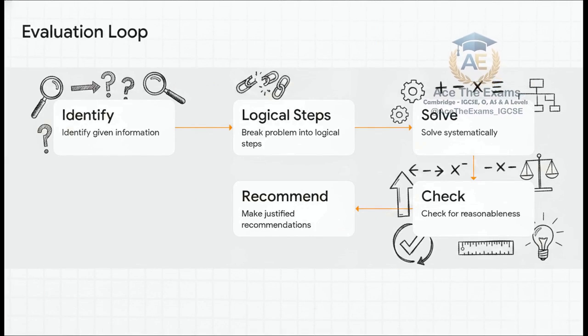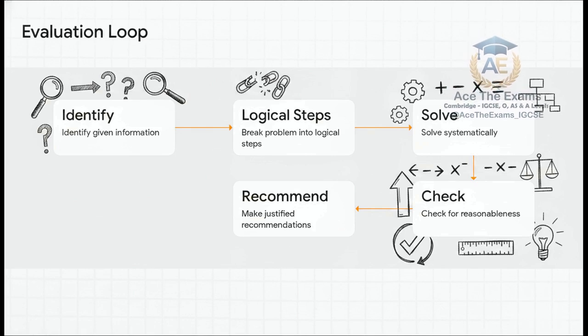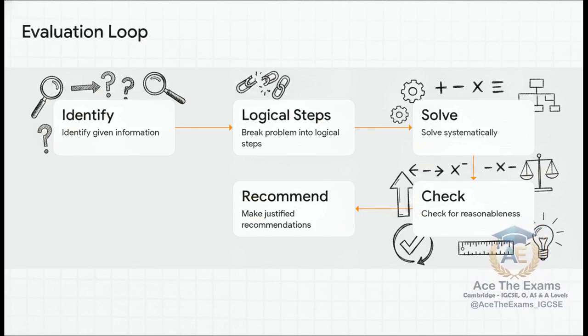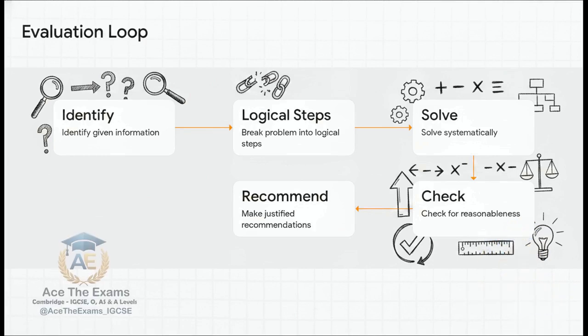1, identify the given information right away. 2, break the entire problem down into logical, bite-sized steps. 3, solve it systematically. And remember, show all that beautiful working out. 4, and oh man, so many people skip this: check for reasonableness. Stop and ask yourself, does my straight line equation actually make sense given these coordinates? Like, is the gradient even pointing in the right direction? And finally, step 5, make justified recommendations if the question calls for it.